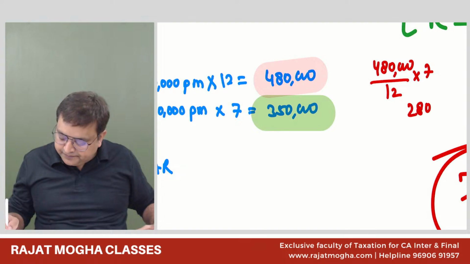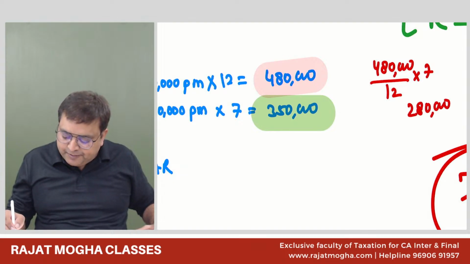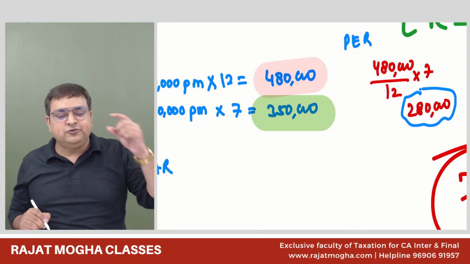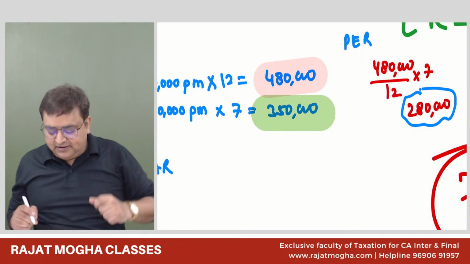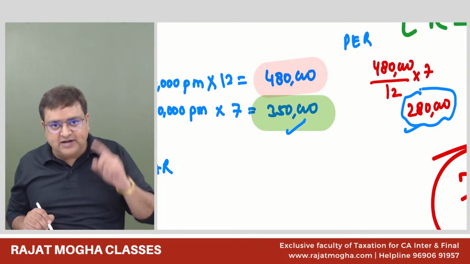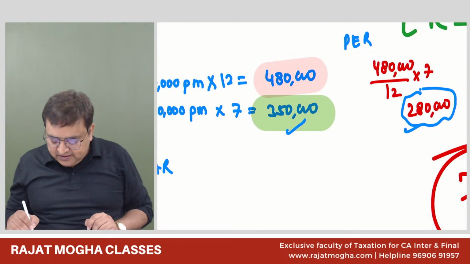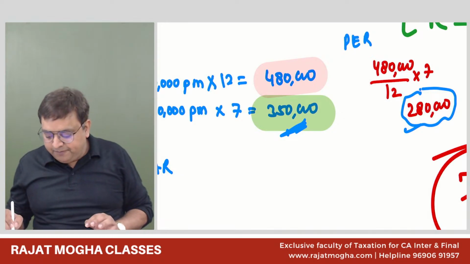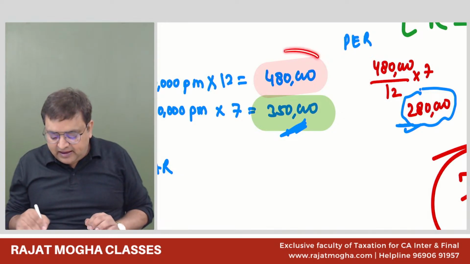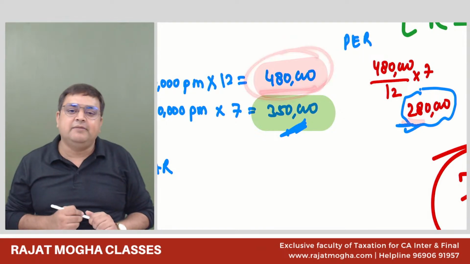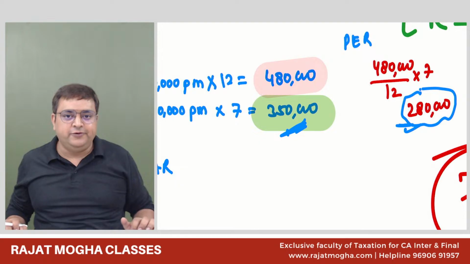2,80,000. This is called your proportionate expected rent, PER. So I used to tell you, in case of vacancy, compare your PER and your actual rent. If your actual rent is higher, then your actual rent will become your GAV. Agree? But if your PER is higher, then PER will not become your GAV. Expected rent 480 will become your GAV. This is what I used to tell you.